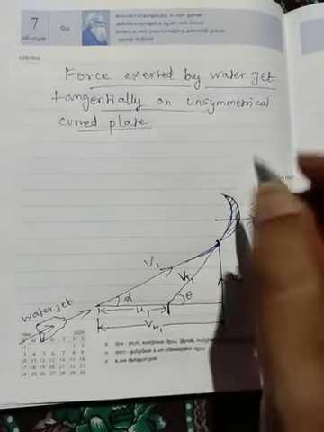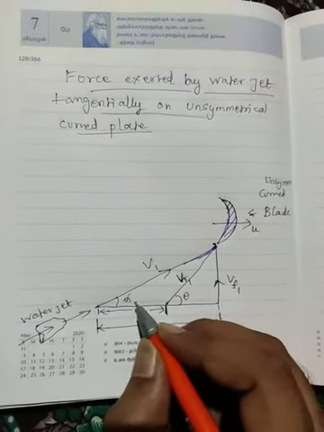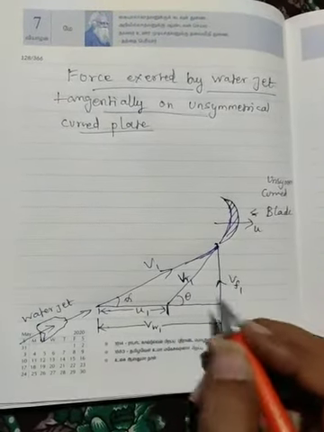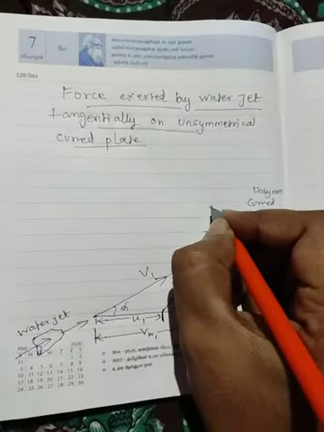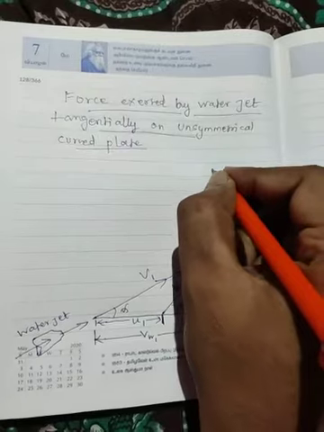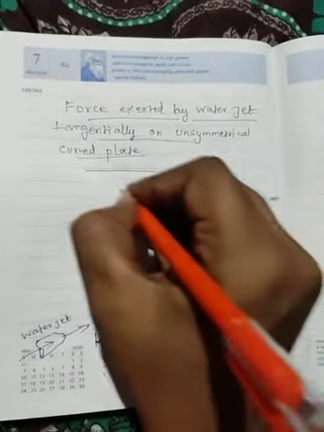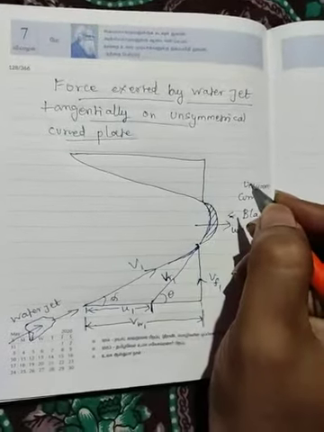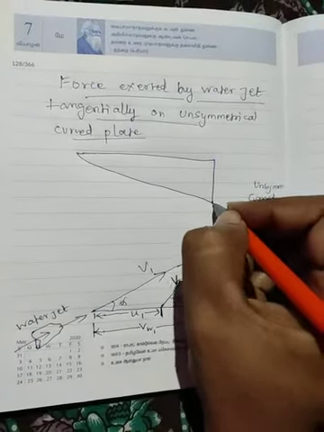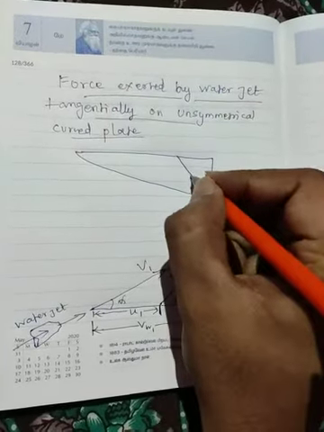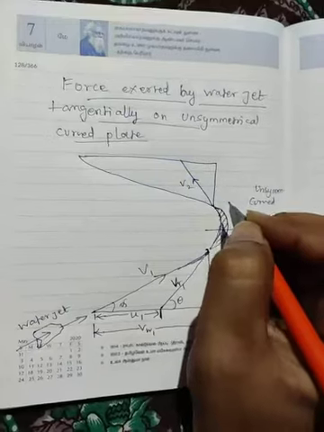In between we have VR1. VR1 is the difference between the blade velocity and the water jet velocity. That is the relative component. Actually, the relative component is what exerts the force on the blade. If it is higher, we have more force exerted on the blade.